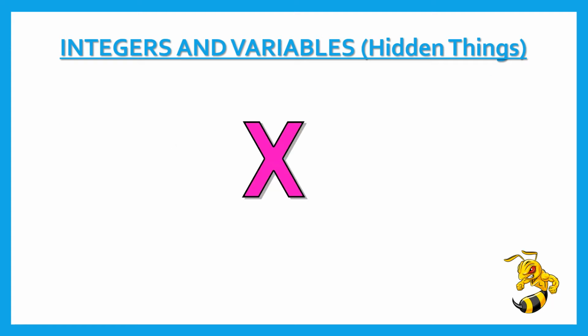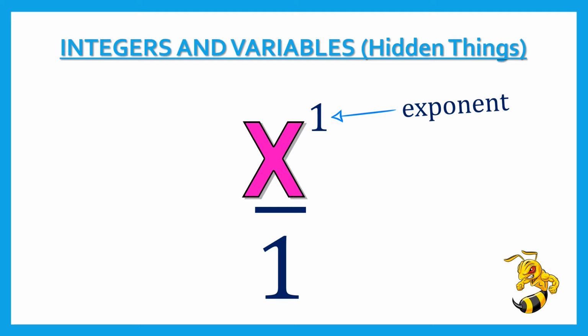Let's move on to a variable. I know you're probably wondering, does the variable have the same hidden things as an integer? The first one we're going to look at is the exponent. The variable also has an exponent of 1. It is also written as a fraction over 1.